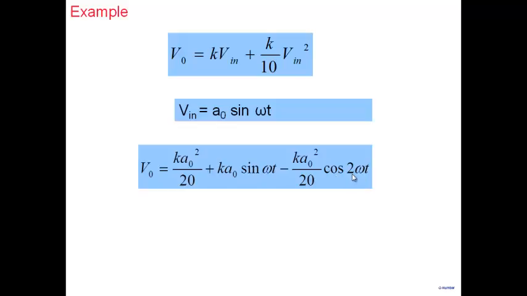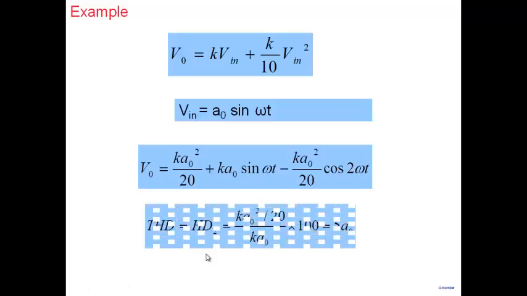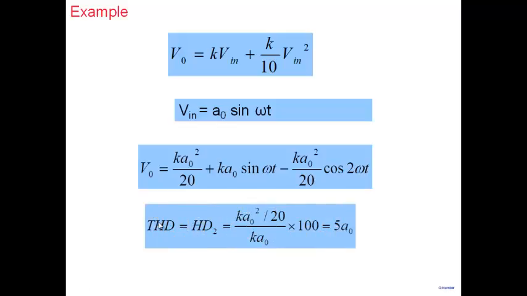In this case, because the nonlinearity is small, it's only a square. It's not a very strong nonlinearity, exponential is a very strong nonlinearity. Square is a relatively smaller nonlinearity here. The only thing that we get is the second harmonic. So we can calculate total harmonic distortion, which is the same as HD2, the ratio of the second harmonic divided by the fundamental, and in terms of percentage comes out to be 5A naught.